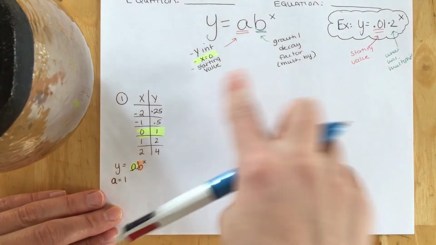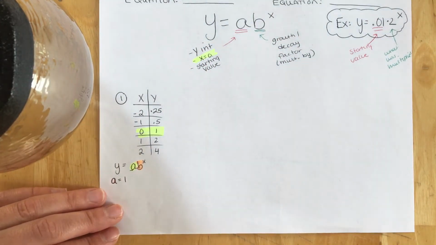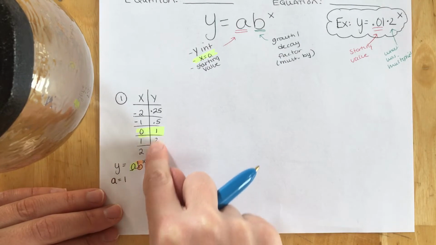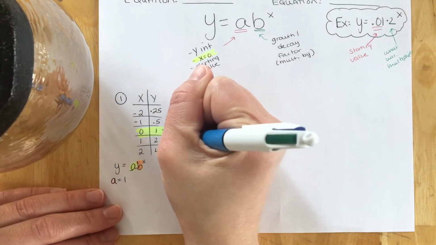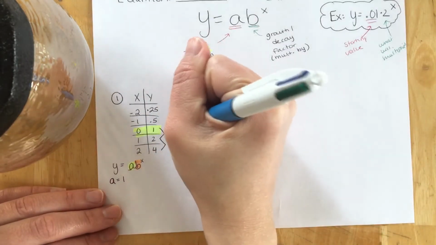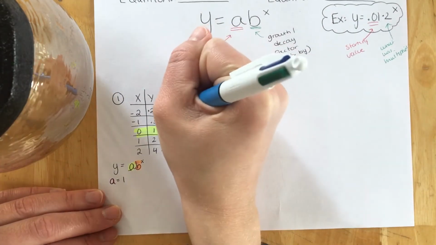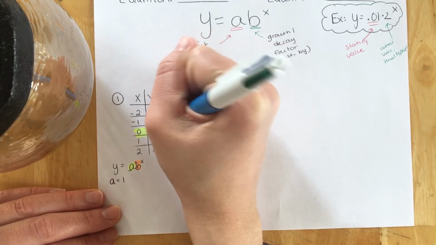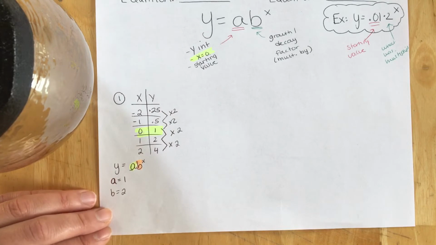Okay, your b is your growth factor, what you multiply your y values by. So this growth or decay, these numbers are going up, which means I'm going to be multiplying them by a whole number, okay? And I like to look at the whole numbers, not the decimals. Decimals are tough. So if I go from 1 to 2 and 2 to 4, what number do I multiply each of those by to get to the next? It's times 2, times 2. And the same applies here. Okay, so my b is 2.